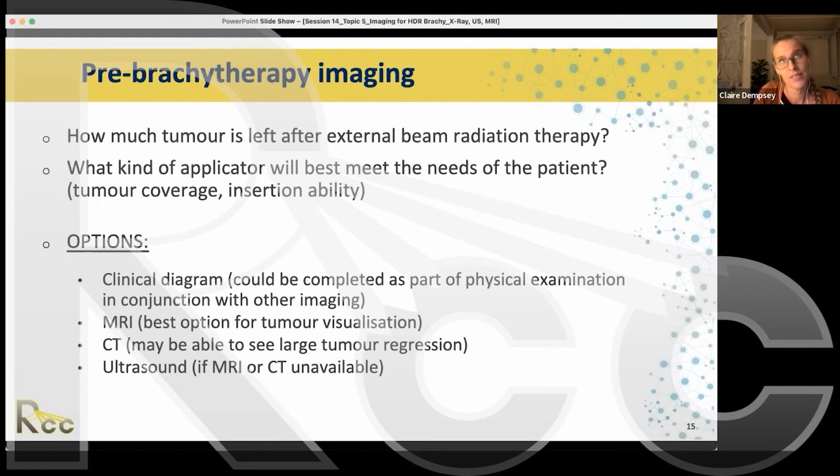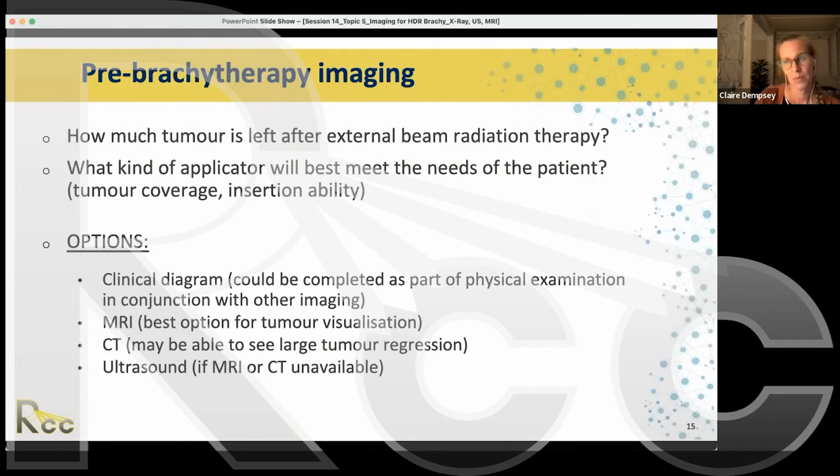MRI obviously is our gold standard. It's our best option to really see what the tumor looks like inside our patient, but obviously that's an expensive option that a lot of people don't have access to. You could take a CT. In a CT, you should be able to see if you've had a large tumor and if there's been any regression of that large bulky tumor. And ultrasound is always a good option as well, particularly if MRI and CT are unavailable, because again, you'll get that soft tissue visibility and you'll be able to see how the tumor's regressed from the external beam radiation.